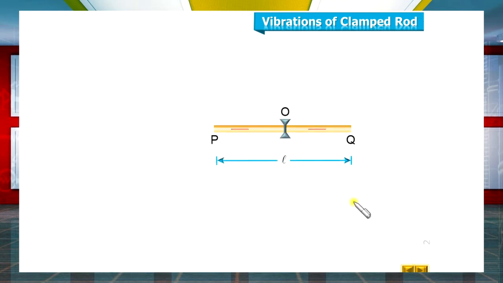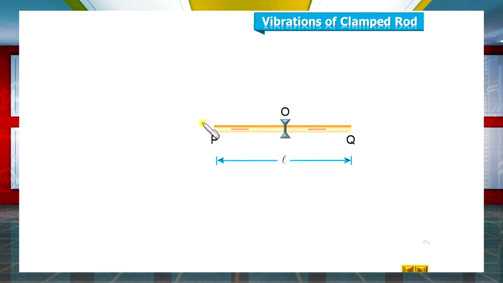Now let us take a rod of length L and clamp it at the middle point of the rod. You can observe in this diagram, this metal rod has length L and it is clamped or fixed at the middle point O, and points P and Q are free.